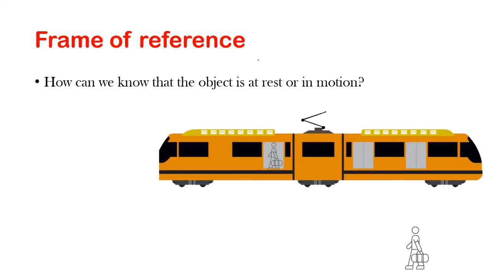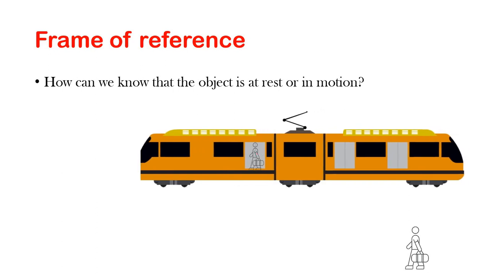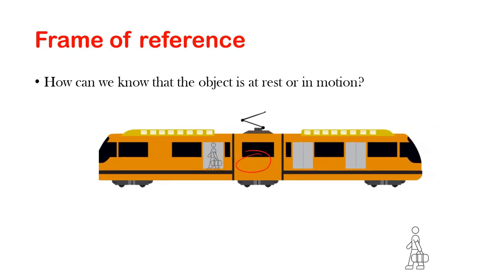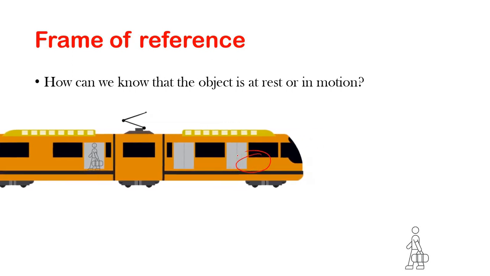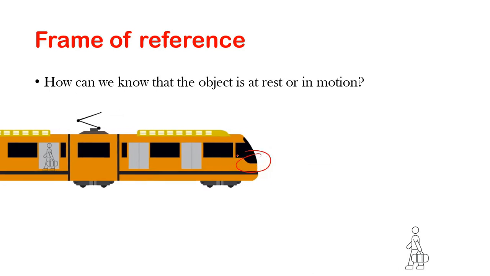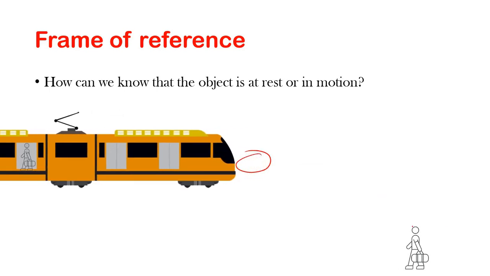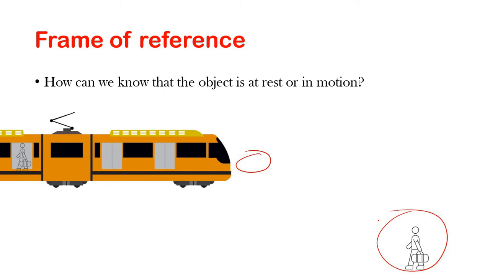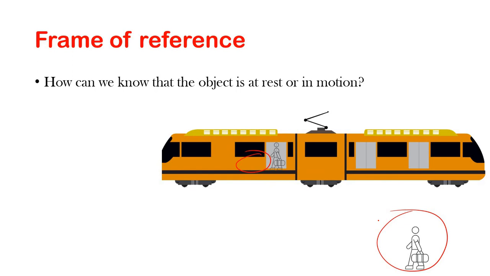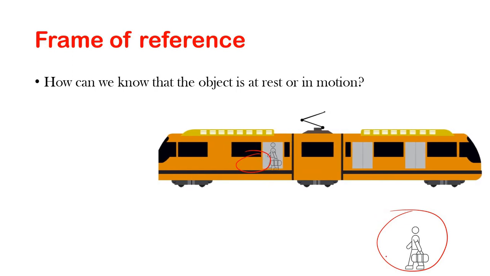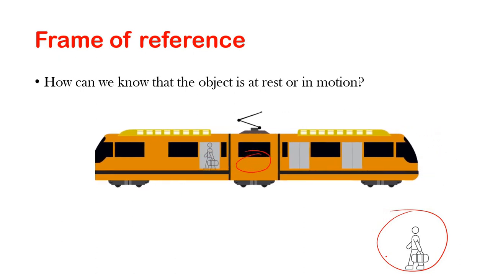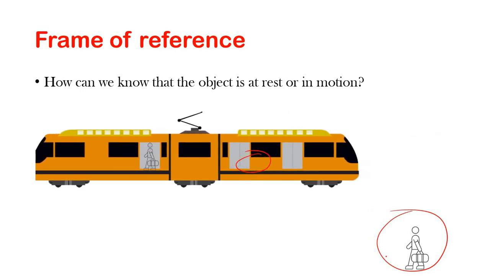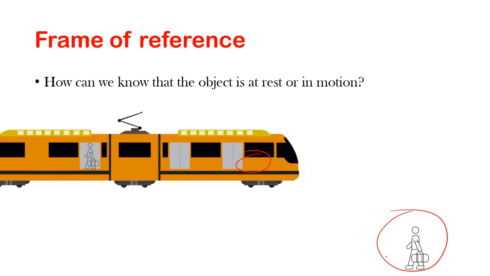Now this is the concept of reference frame. Consider this bag. This bag is stationary for the passenger who is carrying it and traveling in the train itself, right? But the person who is standing outside the train is able to see the train and the bag moving. So for him, the bag is in motion. So how can we know that the object is at rest or in motion? It is with respect to the frame of reference.